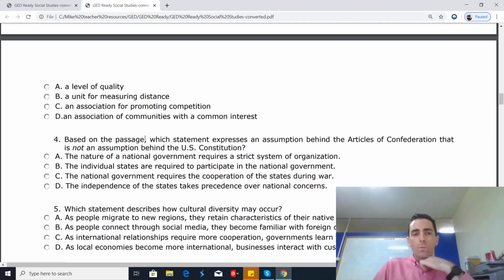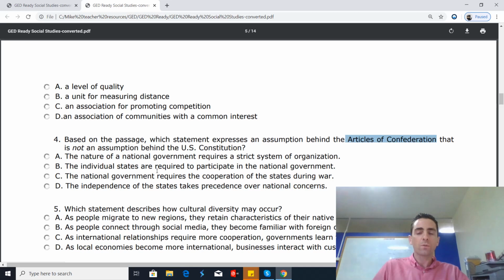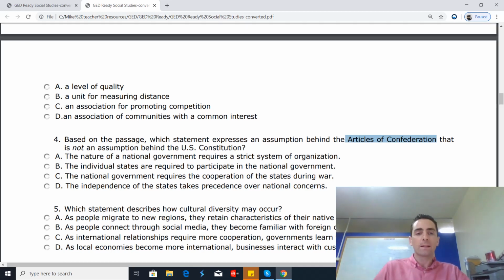Okay, so based on the passage, which statement expresses an assumption behind the Articles of Confederation that is not an assumption behind the US Constitution? So what we have to figure out here is what the US Constitution stands for. And one of these answers should be something the US Constitution doesn't stand for, and that'll be our answer.